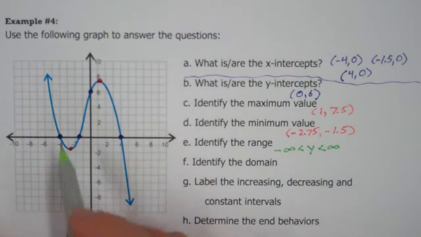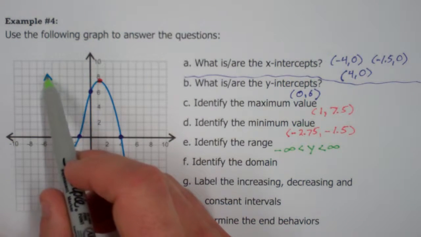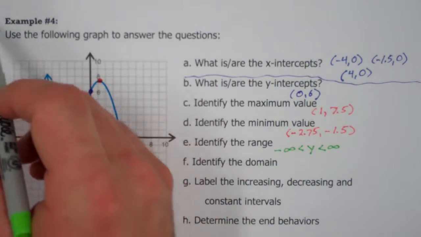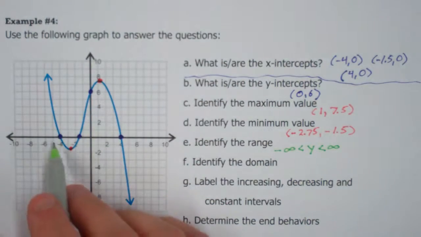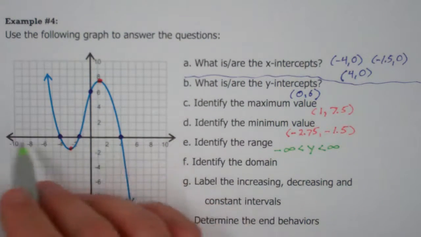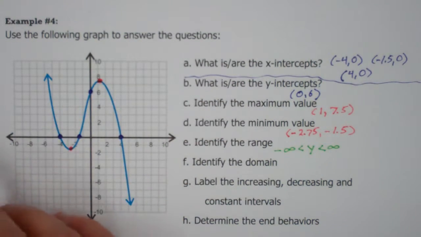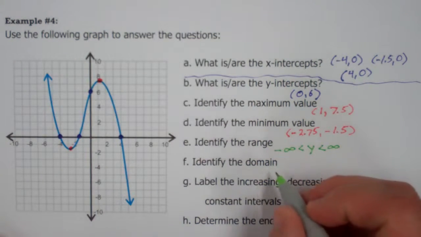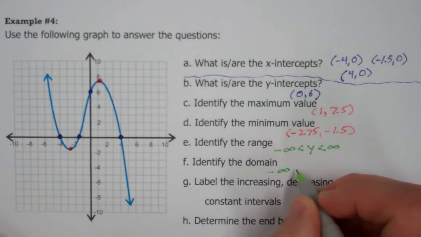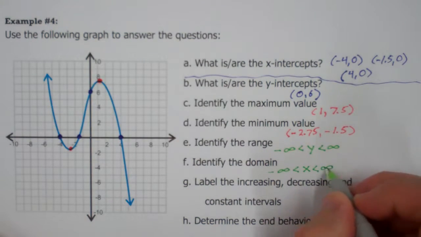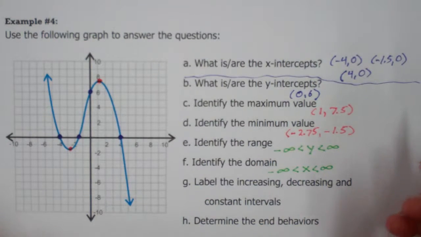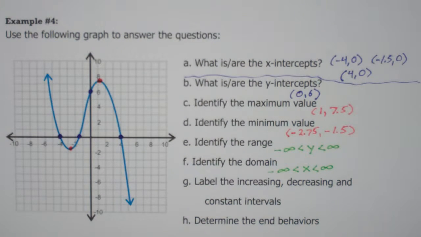Identifying the domain, even though this graph looks like it might stop or kind of slow down here, it does keep growing. Its growth to the left might slow down, but it does keep growing to the left. We could choose any value of x here. For any value of x, even negative, all the way down to negative infinity or positive infinity, that function is defined. So we want to use x for the domain, and it turns out that negative infinity to infinity is the domain. Now what we're going to do is we're going to label the increasing, decreasing, and constant intervals.